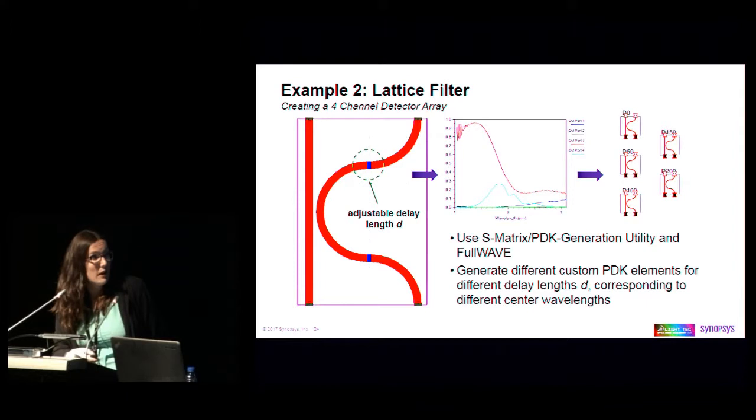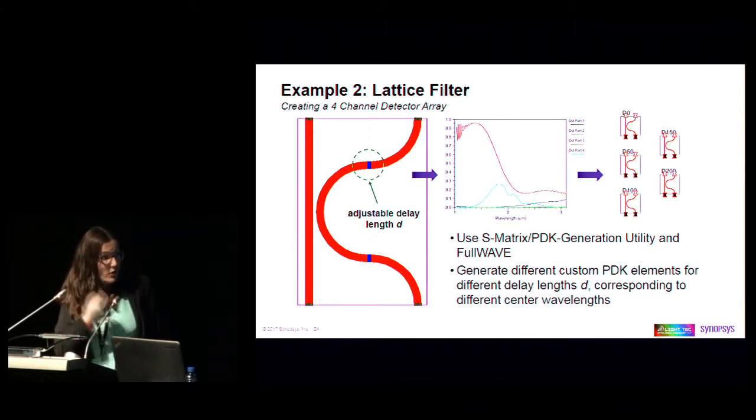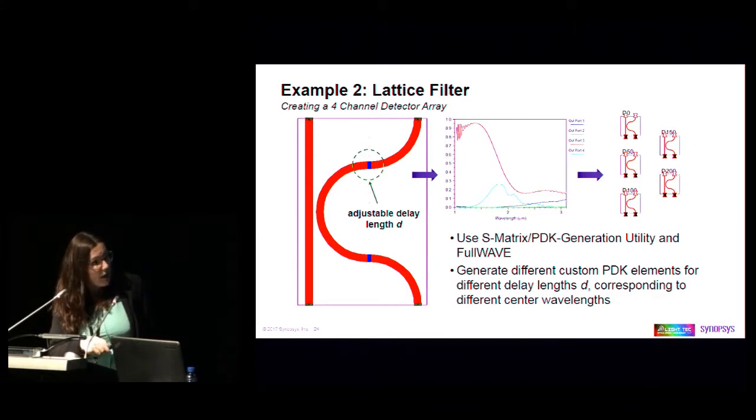Again, we can take advantage of 2.5D or clustering in order to be fast for the design and the study of this component. And we will generate the full PDK information, S matrix plus mask, GDS file, sorry, for different types of coupler with different lengths D.